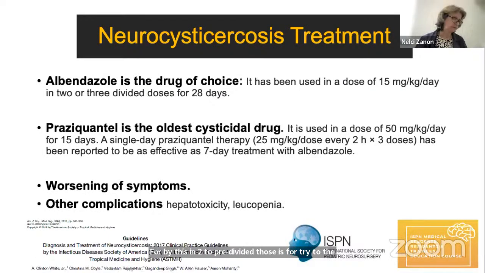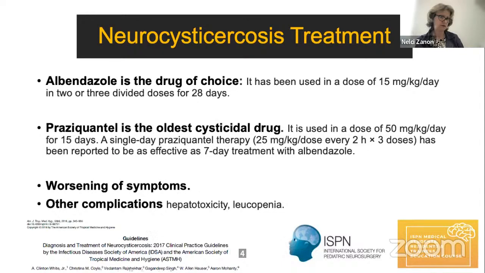Albendazole is the drug of choice, and is used at a dose of 50 milligrams per kilogram per day, divided in 2 or 3 doses for 28 days. And praziquantel is the oldest cysticidal drug, but has many collateral manifestations and worsening of symptoms of patients, and has other complications like hepatotoxicity and leukopenia.